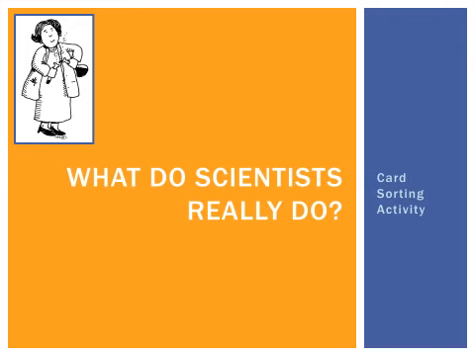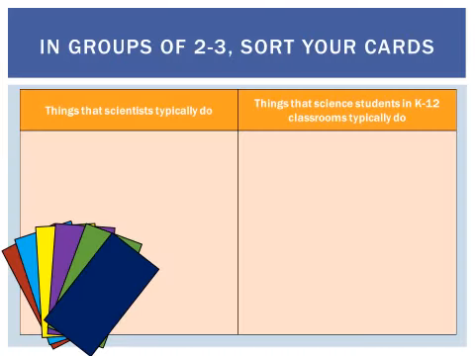Before we get started, let's spend a little time thinking about what scientists do and what science students do in the classroom. With a small group, take the stack of cards and sort them into these two categories: things that scientists typically do and things that science students in K-12 classrooms typically do. When you're finished, share your sorting results with other groups and compare answers. Discuss any differences you notice from group to group. Press pause as you complete these activities.